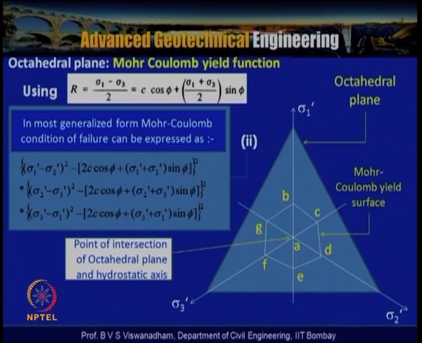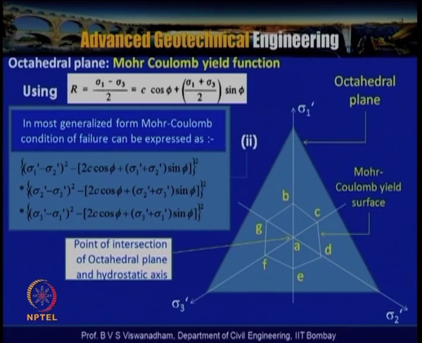Now this can be expressed in a more generalized form. The Mohr Coulomb condition of failure can be expressed as (sigma 1 dash minus sigma 2 dash) whole square minus (2c cos phi plus (sigma 1 dash plus sigma 2 dash) sin phi) whole square, into (sigma 2 minus sigma 3) whole square minus (2c cos phi plus (sigma 2 dash plus sigma 3 dash) sin phi) whole square, into (sigma 3 minus sigma 1) whole square minus (2c cos phi plus (sigma 3 dash plus sigma 1 dash) sin phi) whole square. Now this is represented as the Mohr Coulomb yield surface.